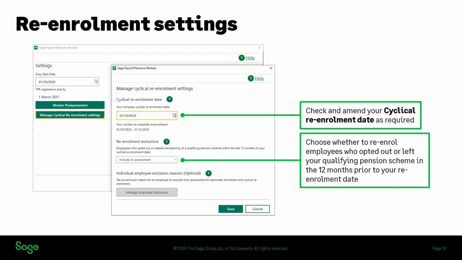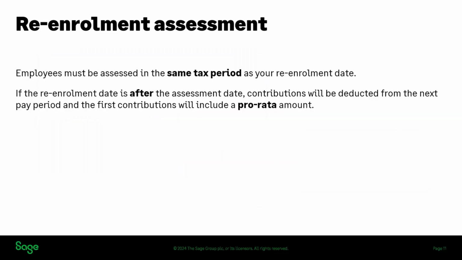So let's talk about assessing your employees for re-enrolment. And the rule here is the same as what it was at your original staging date, for those of you who remember that, in that the employee must be assessed in the same tax period as your re-enrolment date. Now, if the re-enrolment date happens to be after the assessment date, contributions will be deducted from the next pay period, and those first contributions will be slightly higher as they will include a pro rata amount.